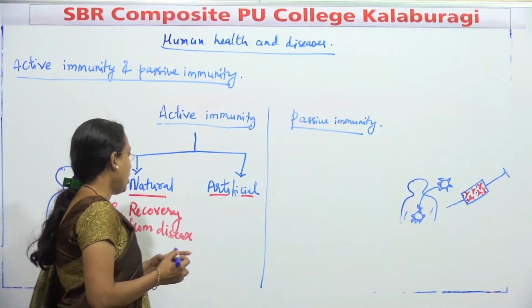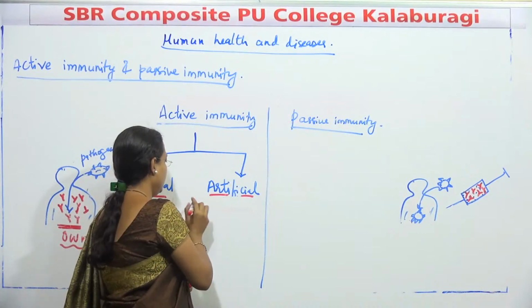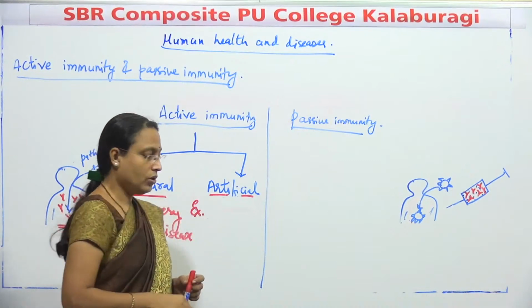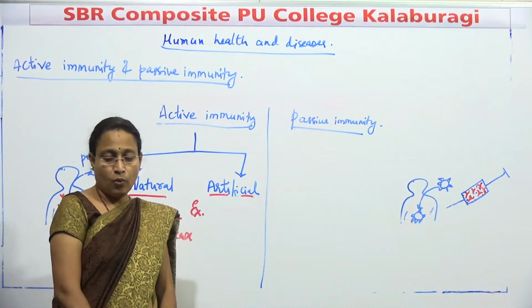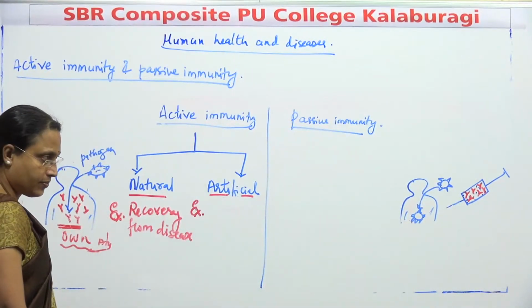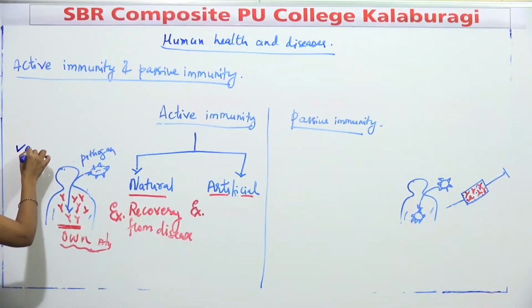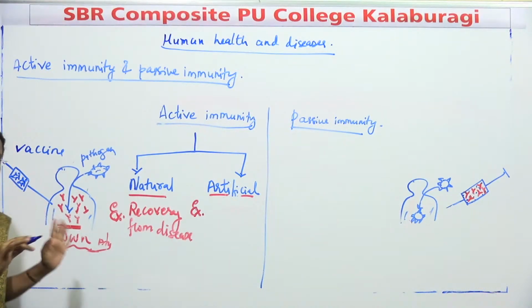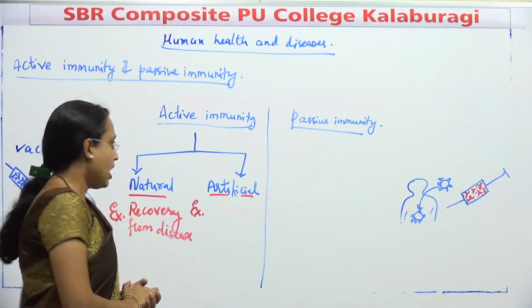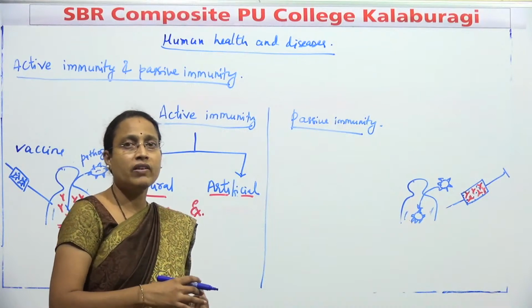So next one, artificial active immunity. Now what is artificial active immunity? The pathogen is injected purposely. Where is it injected? In the case of vaccines. Vaccines are different, antibodies are different. Now what is a vaccine? Here the injection has dead pathogen, not antibody. The injection doesn't have an antibody, but it has a dead pathogen. Now that dead pathogen, when it goes inside, the immune system will consider it foreign and start producing antibody. That's how our immune system functions.